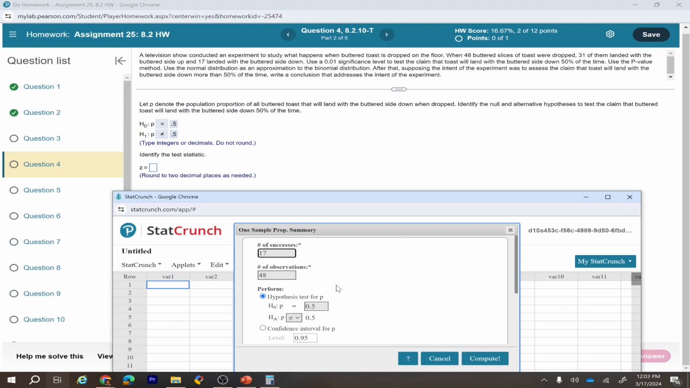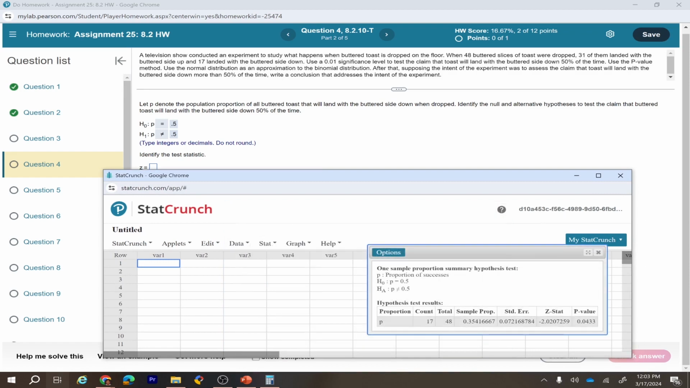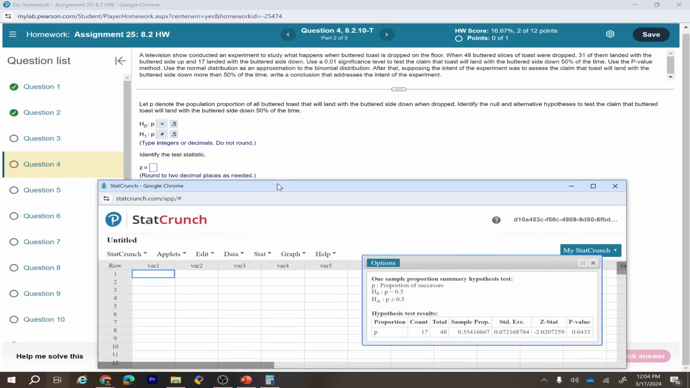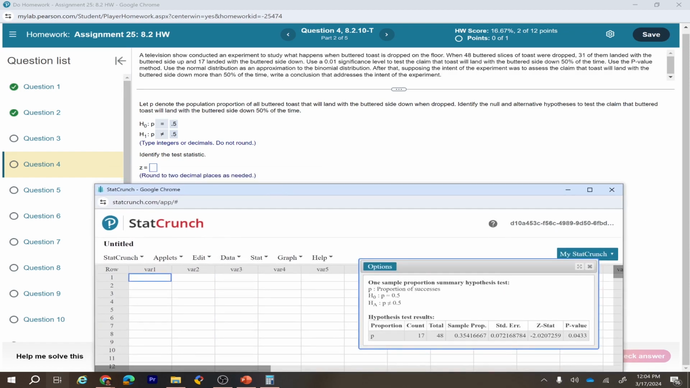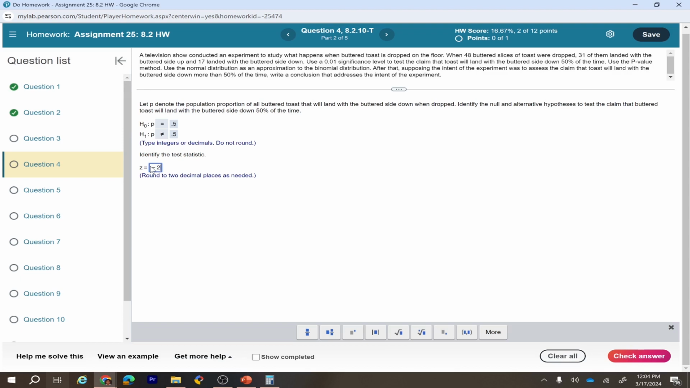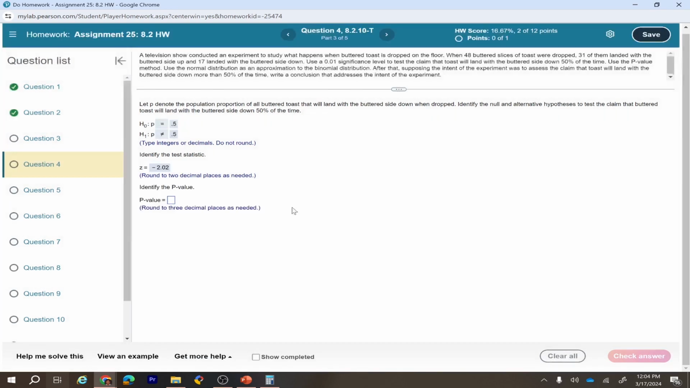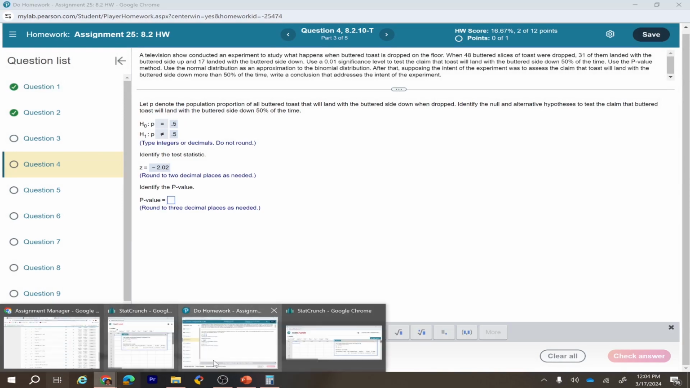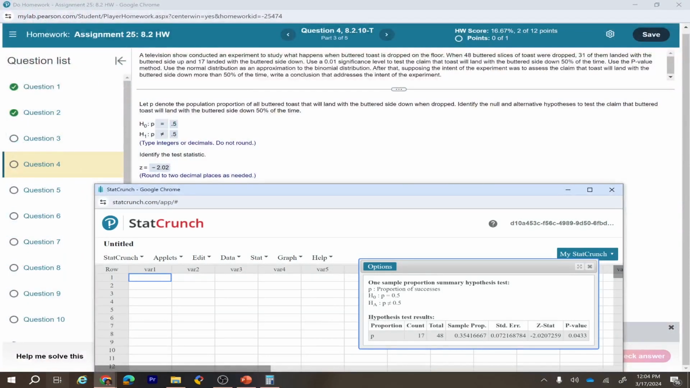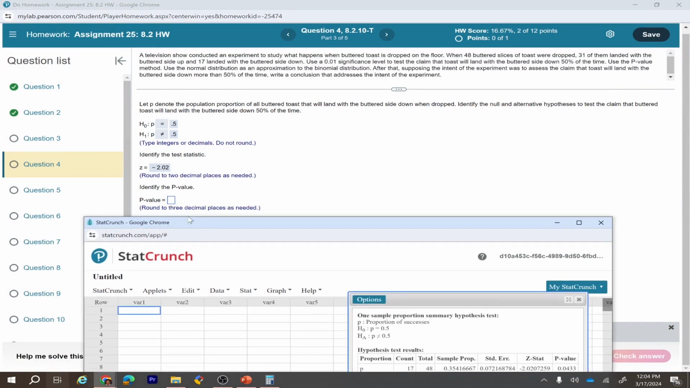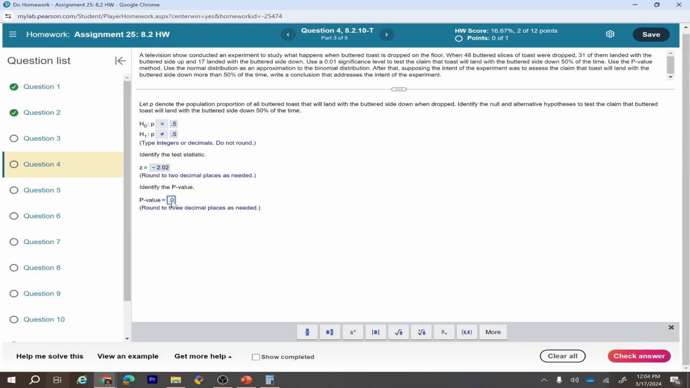So for now, it's 50%. Just hit compute, and it's going to give you the information you are looking for. The Z stat, which is the Z score, is negative 2.02. Negative 2.02, that's the Z score. And the p-value, if you come here, the p-value is 0.0433. So 0.043, that's the p-value.